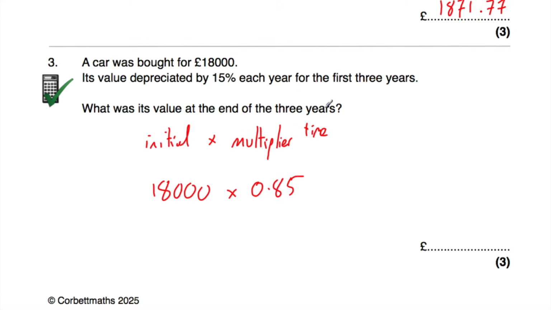And then to the power of time, well, it's 3 years, it's going to be to the power of 3. So we just need to type this into our calculator. 18,000 multiplied by 0.85 to the power of 3. And when we type that into our calculator, we get an answer of £11,054.25. And that's it. So that would be the value of the car at the end of 3 years. It'll be worth £11,054.25. And that's it.